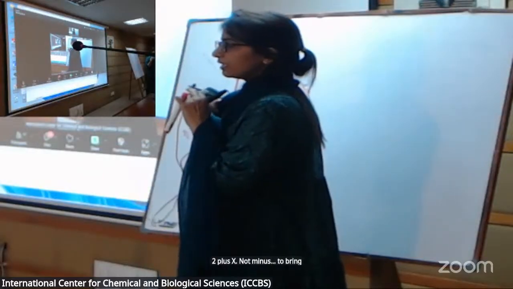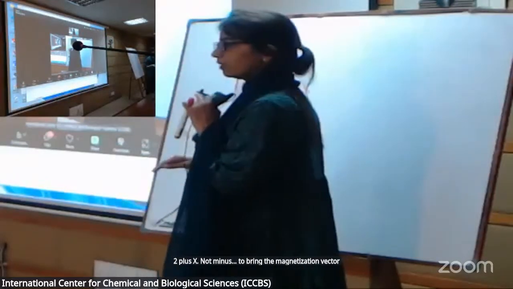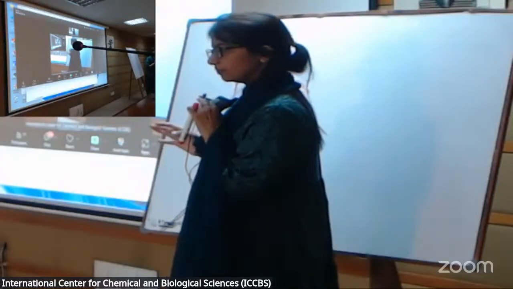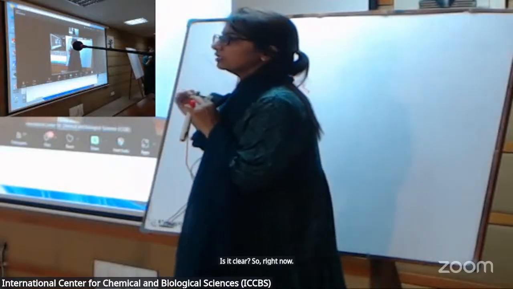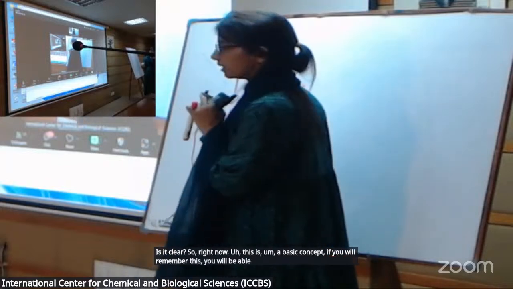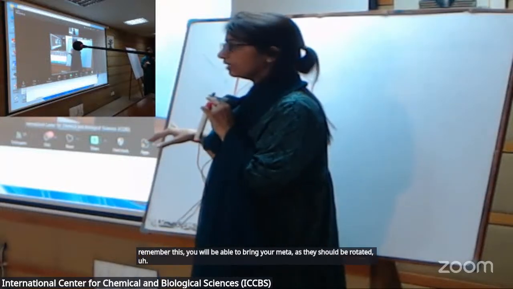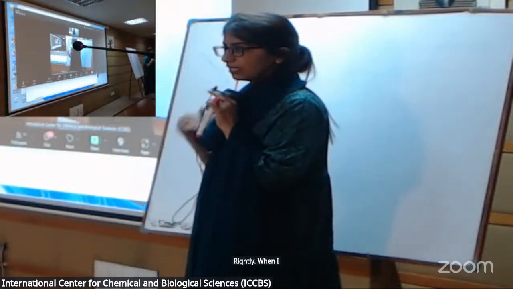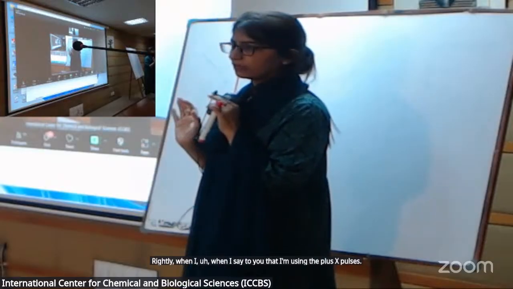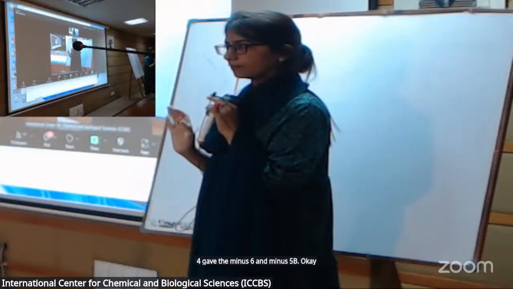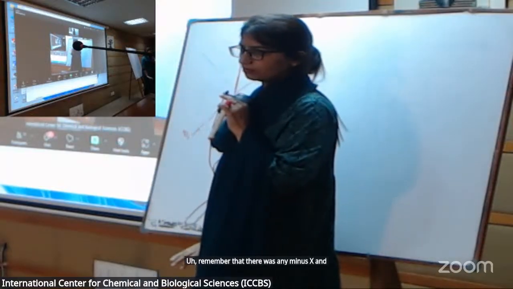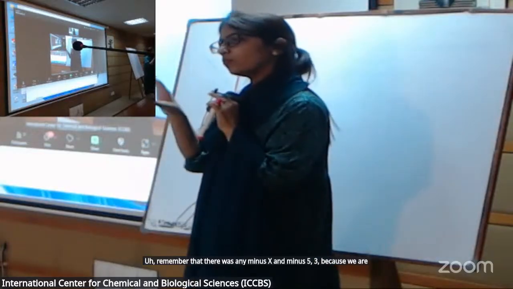To bring the magnetization vector to the minus xy plane, we will use the minus pulses. Is it clear? Right now, this is a basic concept. If you remember this, you will be able to rotate your magnetization vector rightly. When I say I'm using the plus x pulses, forget the minus x and minus y plane. You don't need to remember that there was any minus x and minus y plane, because we are right now in the positive xy plane.